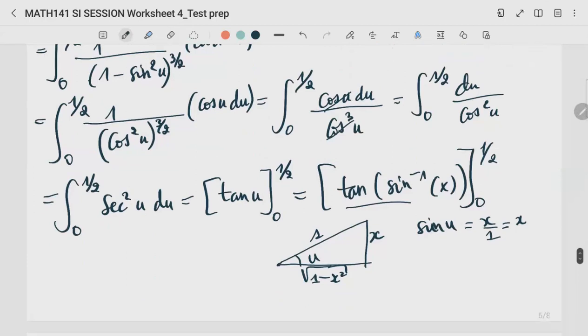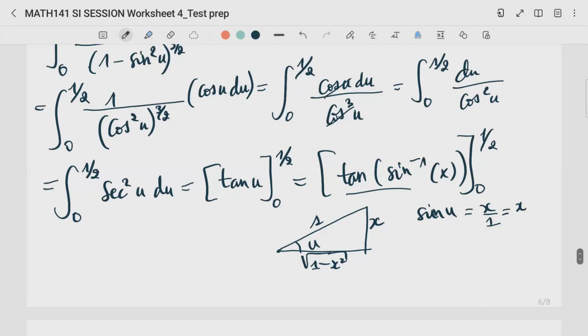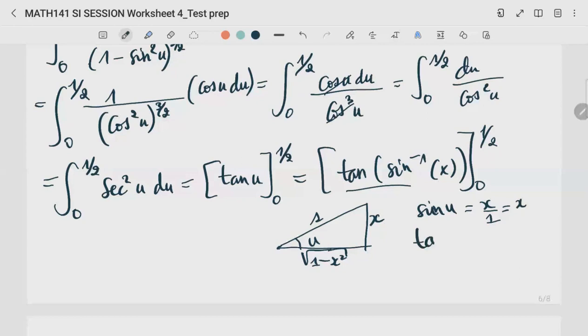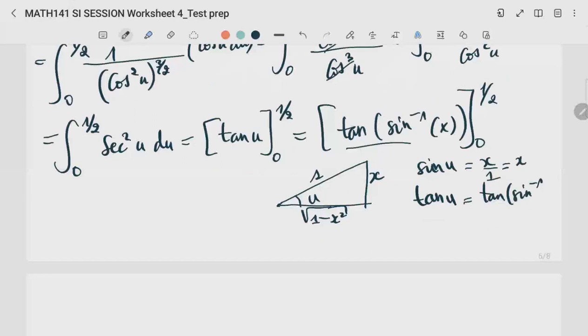But then that would mean that tan, right? So that would mean the tan now of the angle u, which is just sine inverse, right? Which is the same as tan of sine inverse of x is equal to what? Tan of u is opposite over adjacent. So x over the square root of 1 minus x squared. And there you go.